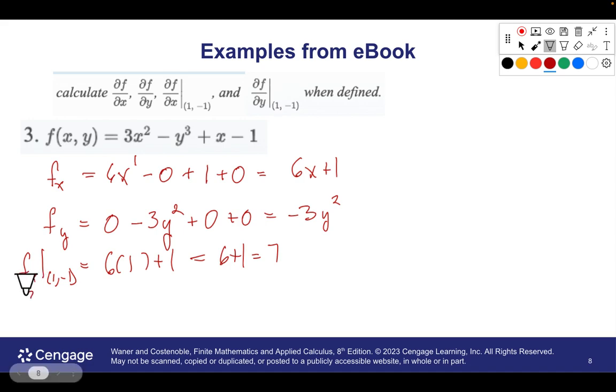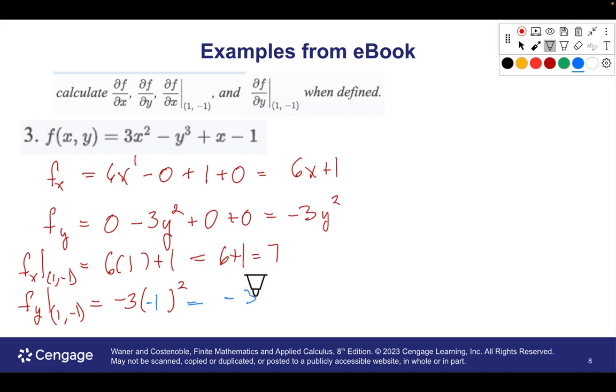Same thing with the derivative of y at that point, 1 minus 1. Our function has minus 3y squared. So let me change colors. I plug in the y value, which is -1. There's no place to put x, so I don't worry about it. This is what's going to give me my answer. -1 squared is +1, times -3 is -3.